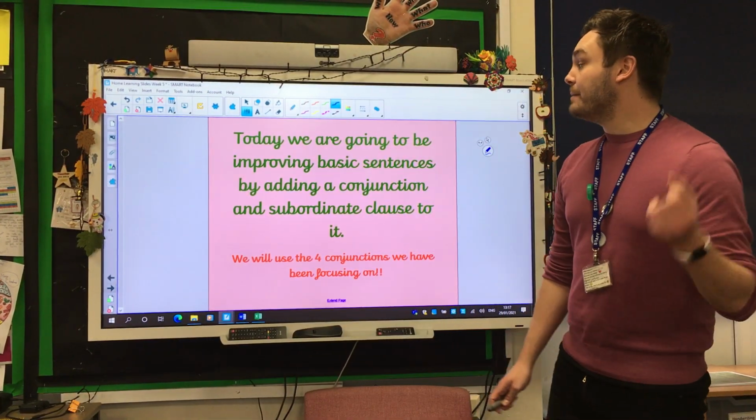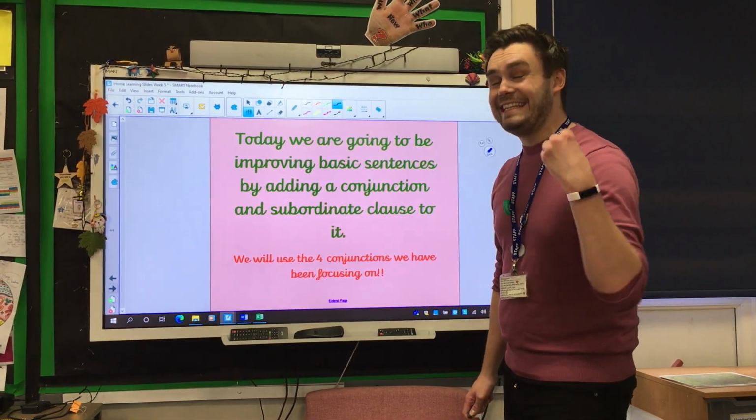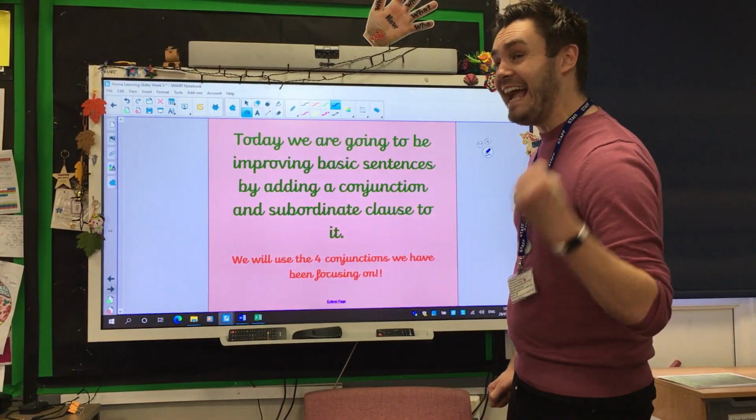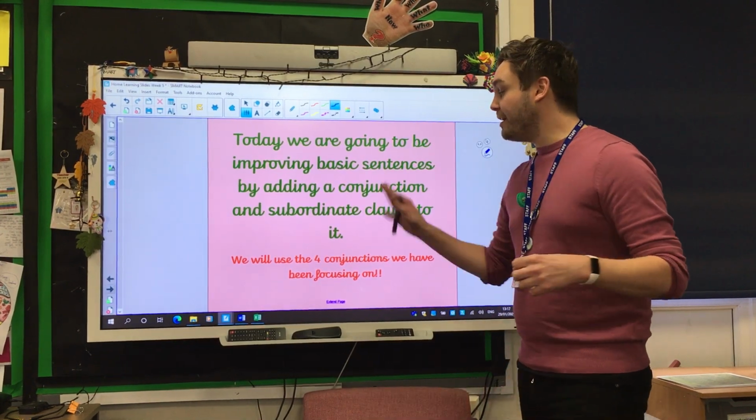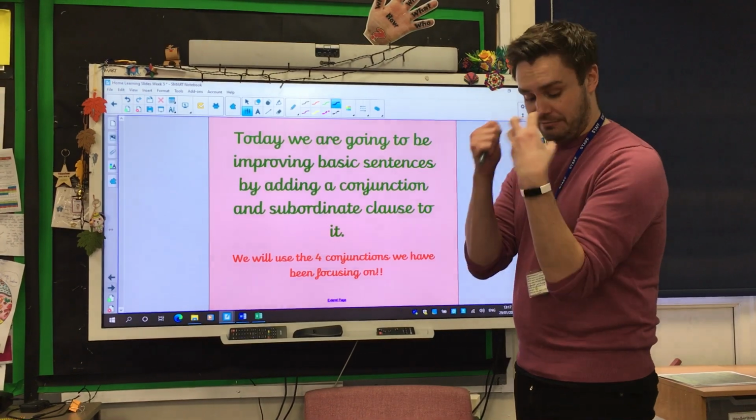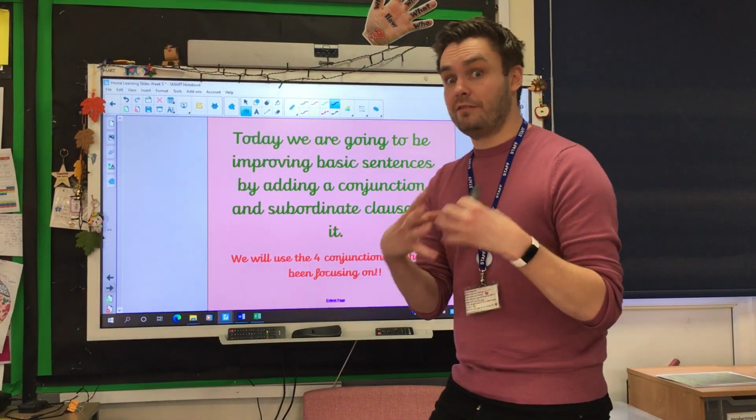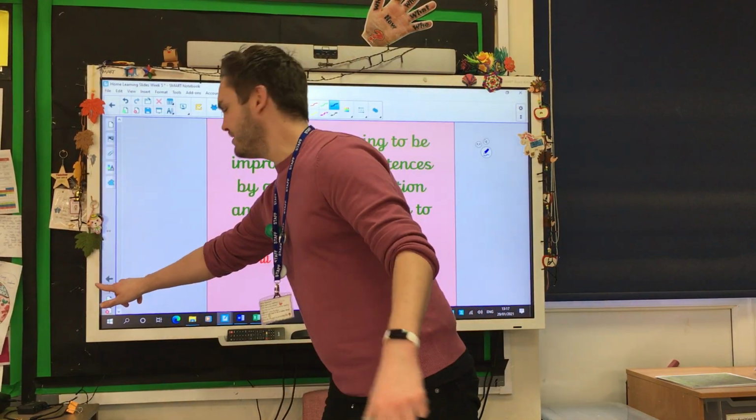And today we're going to be improving basic sentences by adding a conjunction to give us the opportunity to provide extra information to it. We're going to just use the 4 conjunctions that we have been focusing on as well, just to make it unified, add a bit more clarity, and to make sure we really get good at those 4 bits of exciting conjunctions.